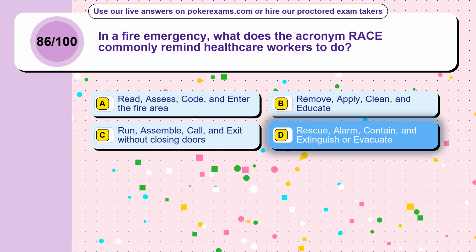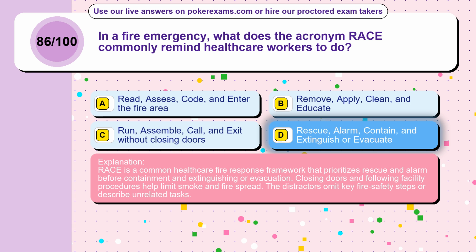The correct answer is option D. Rescue, alarm, contain, and extinguish or evacuate. RACE is a common healthcare fire response framework that prioritizes rescue and alarm before containment and extinguishing or evacuation. Closing doors and following facility procedures help limit smoke and fire spread. The distractors omit key fire safety steps or describe unrelated tasks.